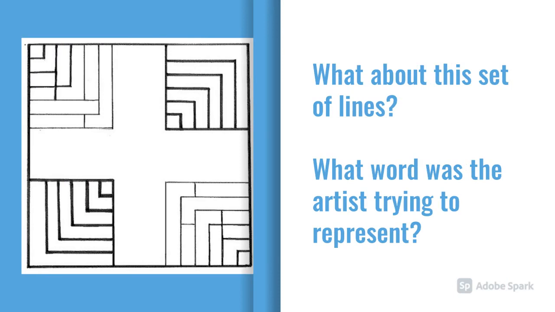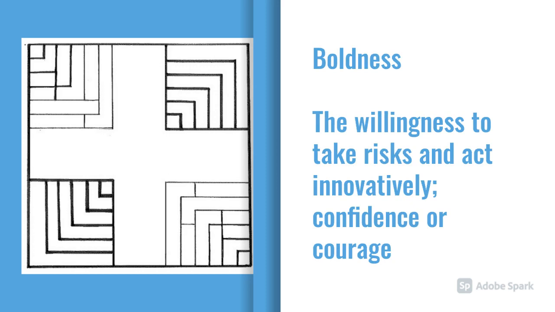Let's look at another example. This image was also created using only lines. What word do you think the artist was trying to represent? For this image, the artist was representing the word boldness. Boldness is the willingness to take risks and act innovatively, confidence or courage.